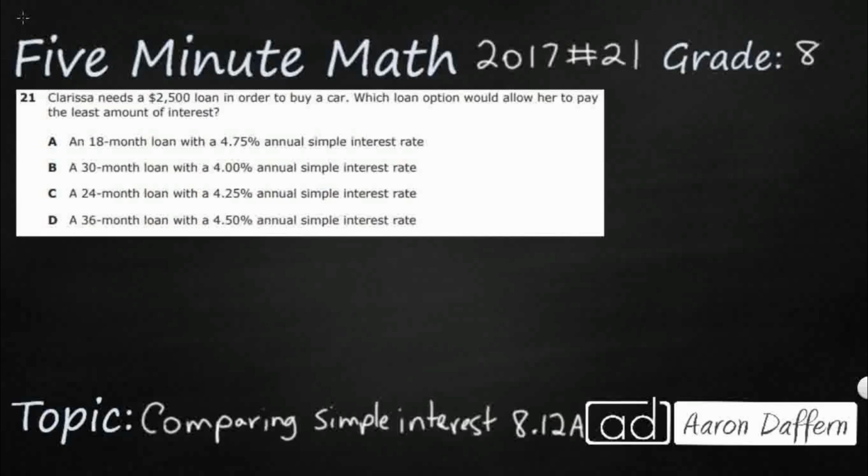Today we are looking at the 8th grade concept of comparing simple interest. This is standard 8.12a in the great state of Texas, and we are using item number 21 off the 2017 released STAAR test. If you have not done so already, please go ahead and take a moment to pause the video, work this problem out on your own, unpause it, and we will look at our answers together.